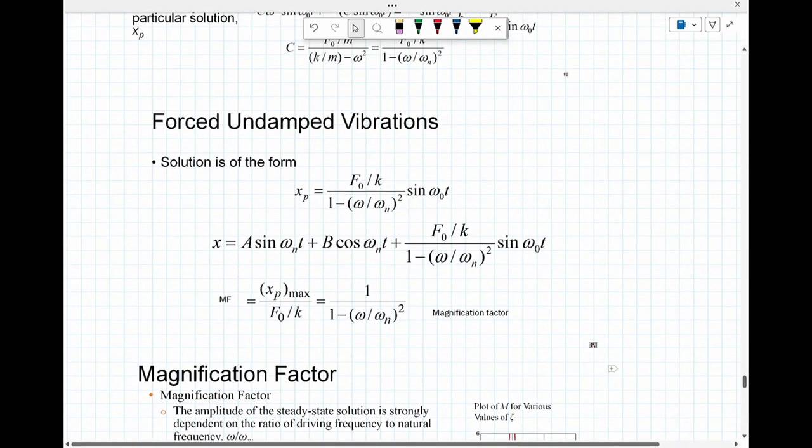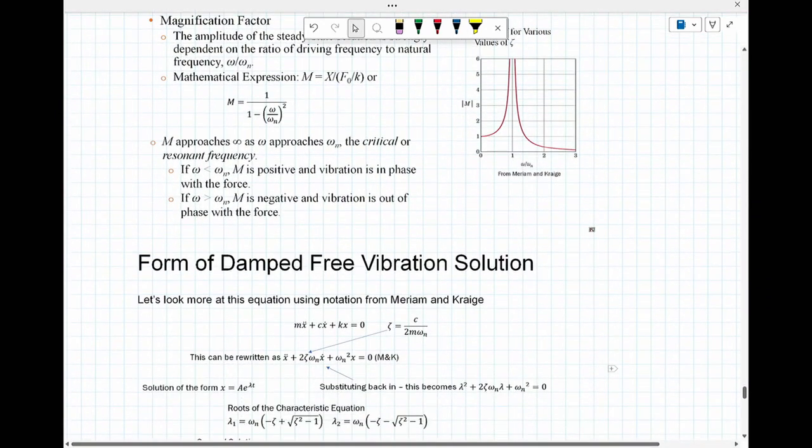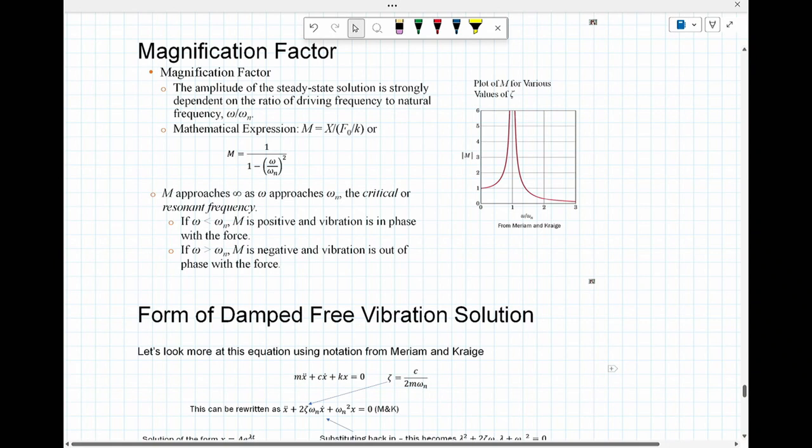Oh, and the other thing is, this part right here is the complementary solution. This part right here is the particular solution, and the particular solution is often referred to as the steady state solution. So amplitude, that's from Meriam and Craig. Magnification factor goes as 1 minus omega over omega n squared, and then you can immediately recognize that you have problems once your forcing frequency matches the natural frequency of the system.